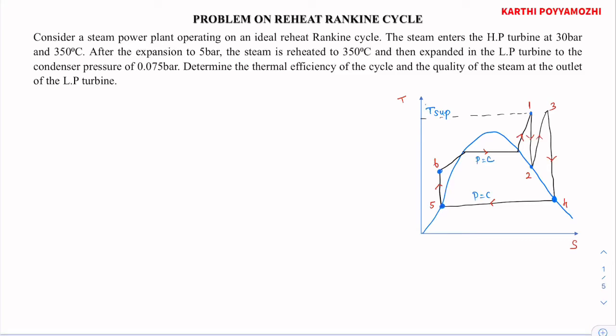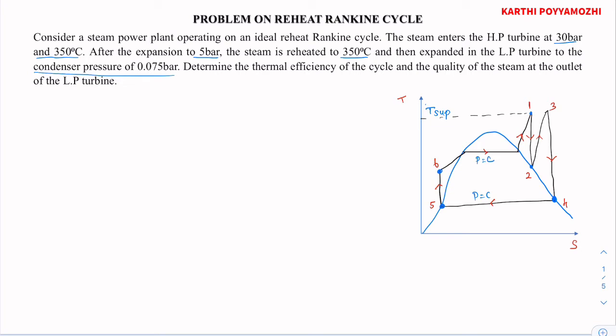Consider a steam power plant operating on an ideal reheat Rankine cycle. The steam enters the high pressure turbine at 30 bar and 350 degrees Celsius. After the expansion to 5 bar, the steam is reheated to 350 degrees Celsius and then expanded in the low pressure turbine to a condenser pressure of 0.075 bar.